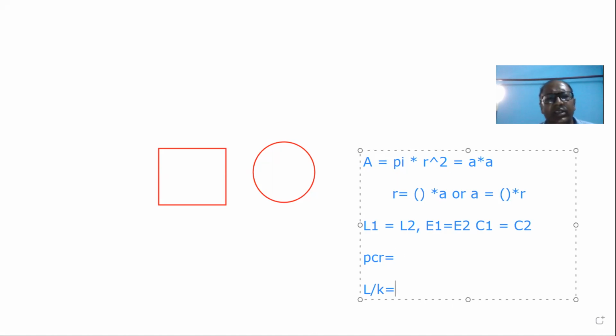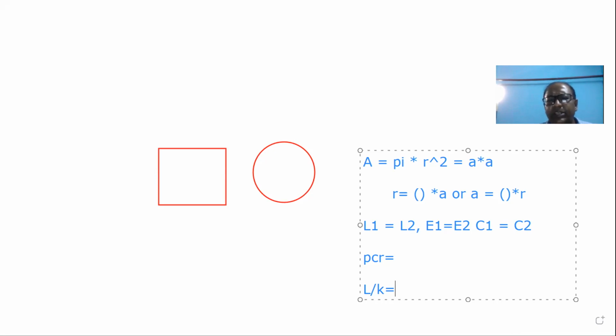So how do we do it? We are saying that both are long columns, so we use the Euler equation. Then you figure out P critical by the Euler equation for the square one, then you figure out P critical for the round one. Then figure out the ratio. If the ratio is more than one, then one will carry more load, right? If the ratio is one, that means both will carry the same load.